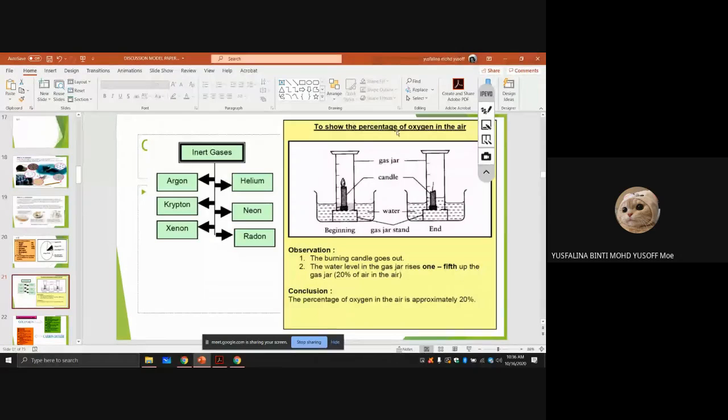This one shows the percentage of oxygen in the air. I think you have already done this experiment. You put a gas jar over a candle and light up the candle. The water will rise, and after that the candle will go out. You can see the water level is 20% of the gas jar. You already put the scale here. So this is the experiment to show the percentage of oxygen.